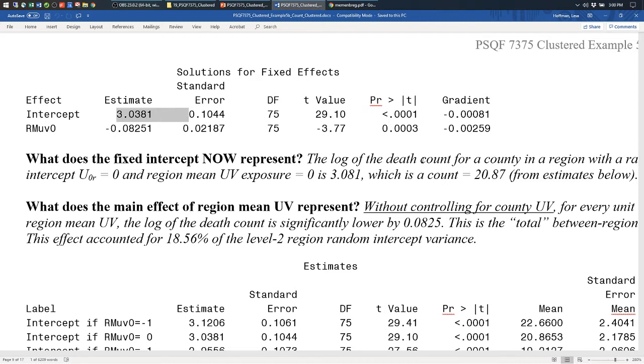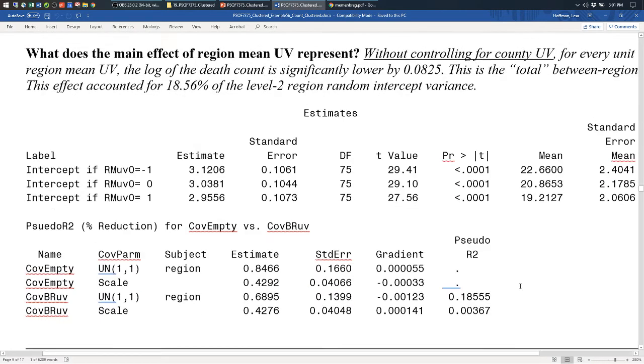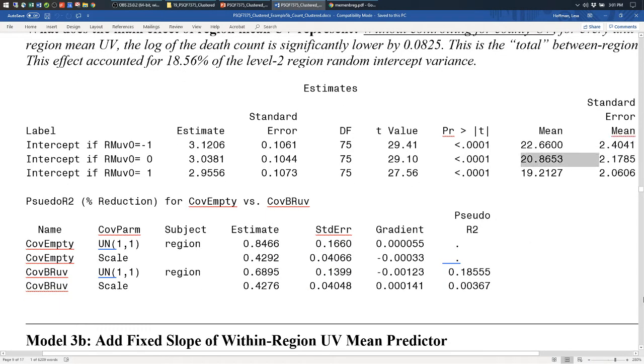Yeah, you'd think it'd be people, but it's not. Log people. The log of the count is 3. And I don't know about you, but I can't do exponentiation in my head. Good thing I don't have to. E to the 3 is right here.